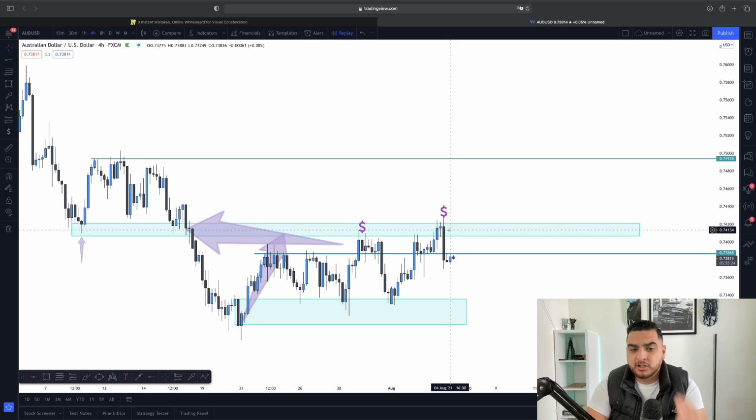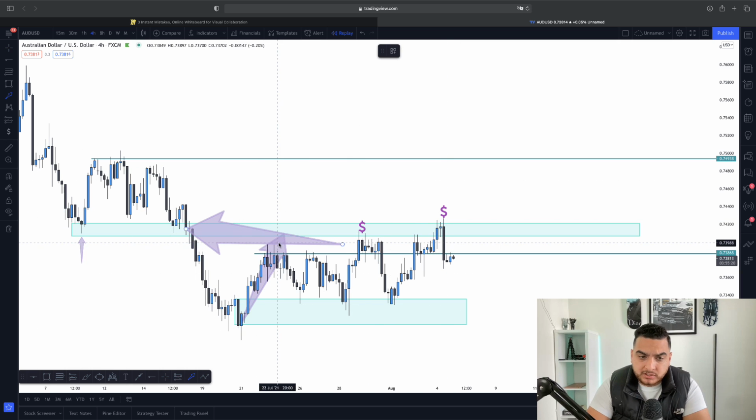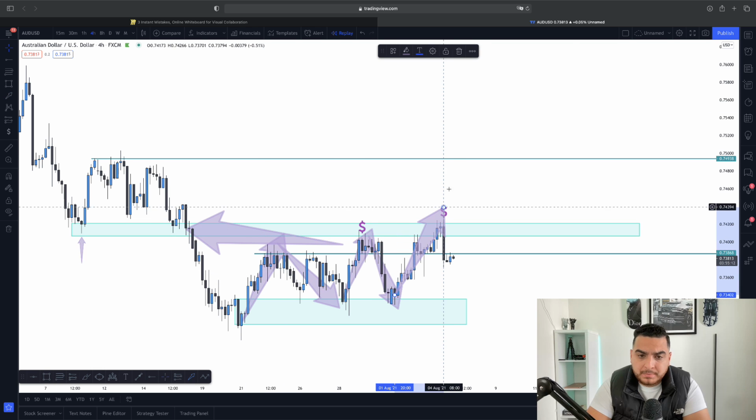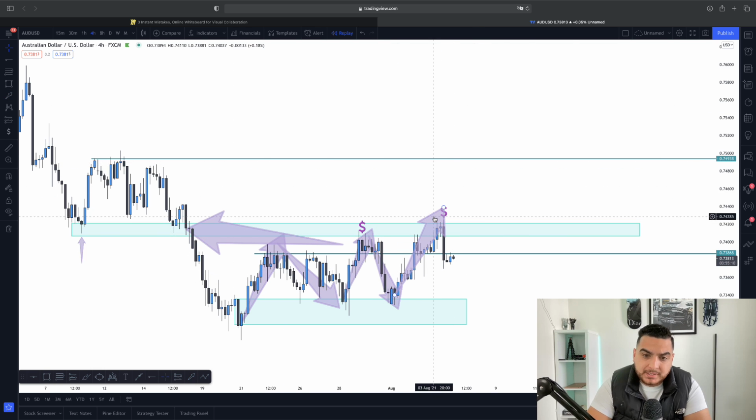So the Aussie is still in this uptrend here. The reason it's an uptrend is because we've got a higher high, higher low. We've got the higher high being made. So essentially what's going to happen next is we're looking for a higher low. If this low here is violated, then that's a market structure shift.